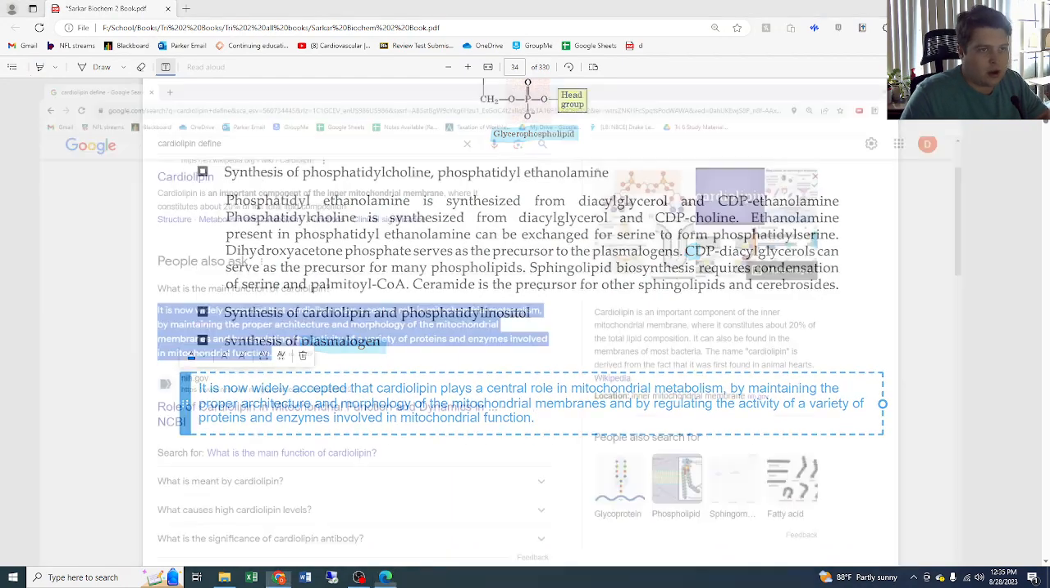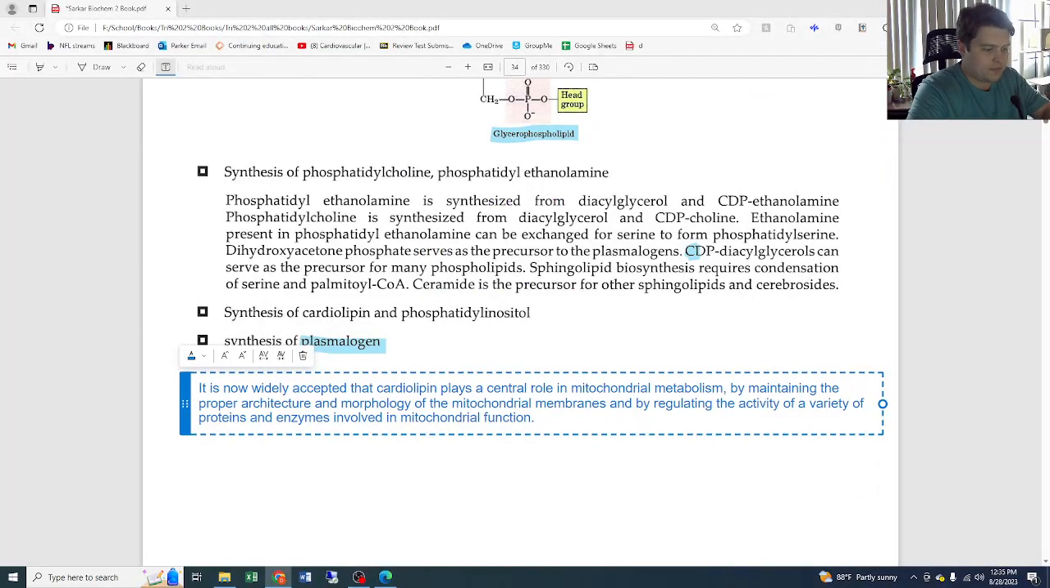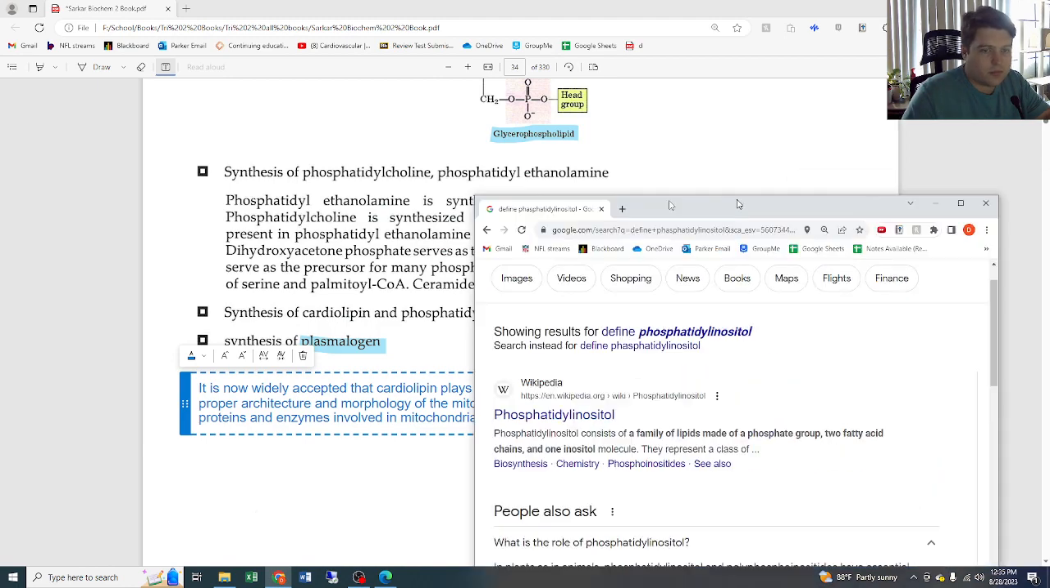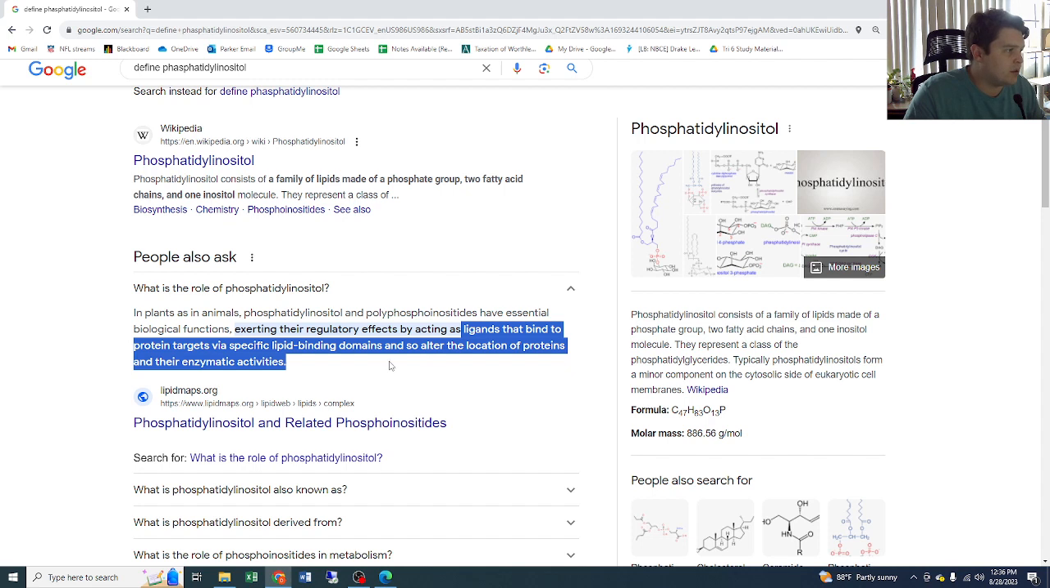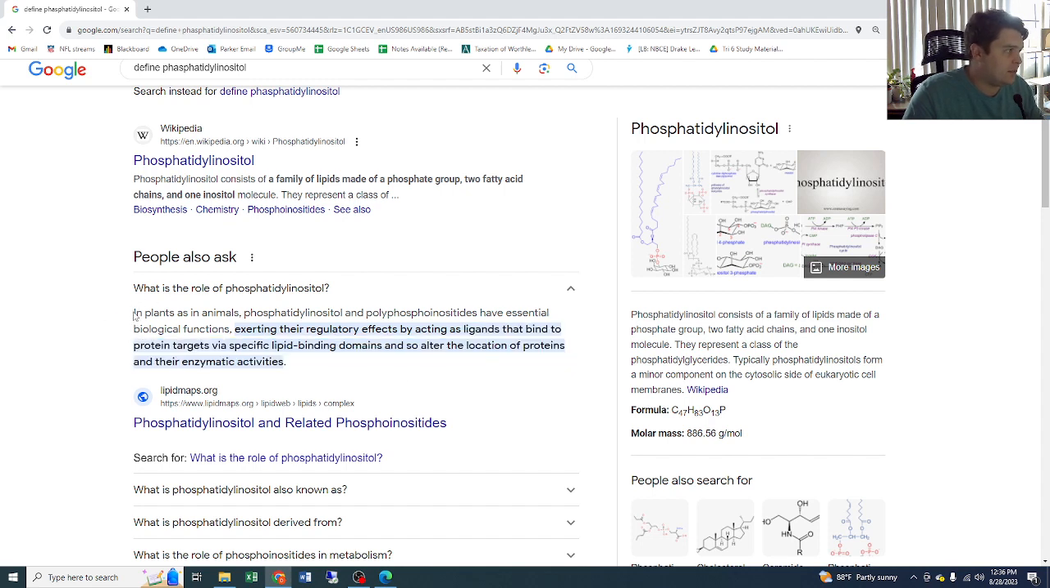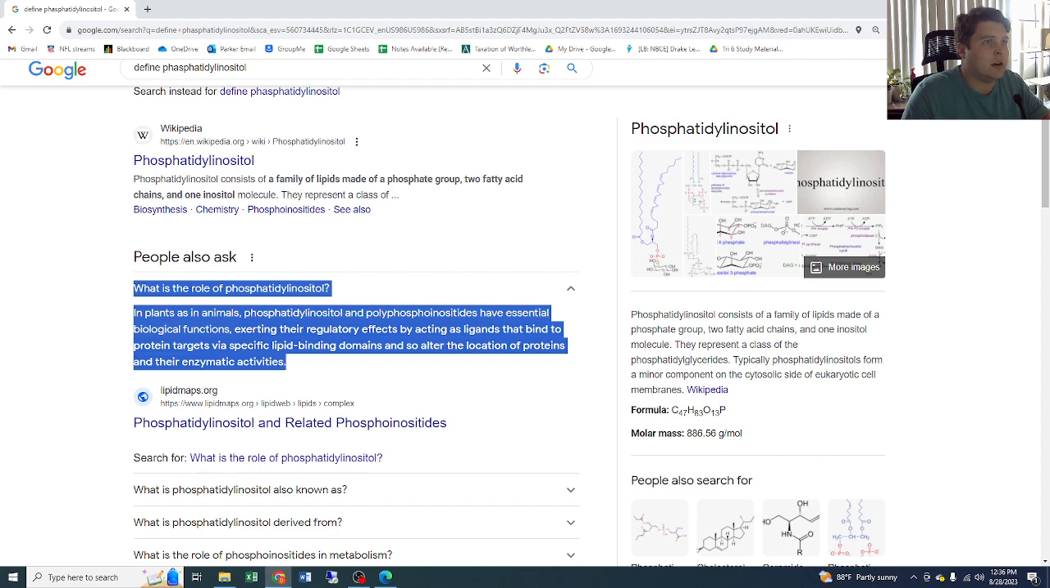And then we also have our phosphatidylinositol. So in plants, as in animals, they have essential biological functions. They're exerting their regulatory effects by acting as ligands that bind to protein targets via specific lipid binding domains, and so alter the location of proteins and their enzymatic activity. So let's put that in there as well.